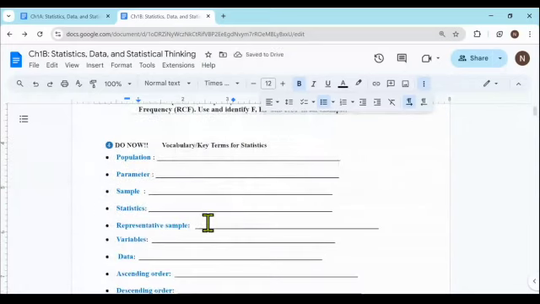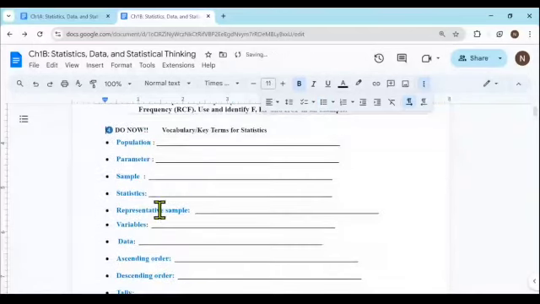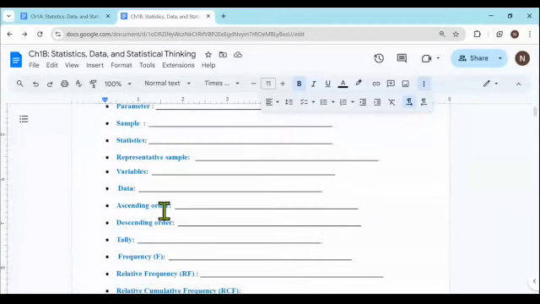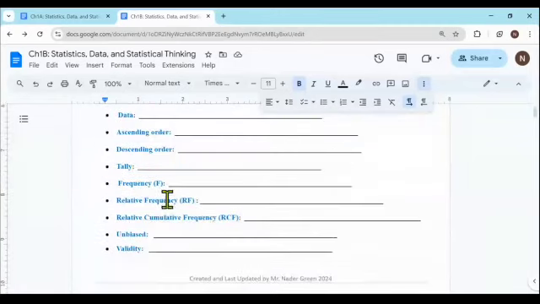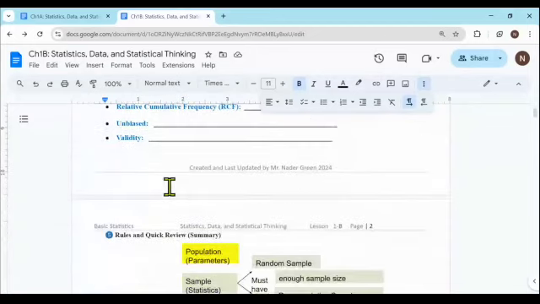Do now. As soon as you come to the class, you need to spend some time to do the vocabulary. Find the vocabulary from the book or from the internet. Those words, you can write it down. Population, parameter, sample, statistics, representative sample, variables, data, and so on. You can do this while I'm taking the attendance. So you get yourself busy.